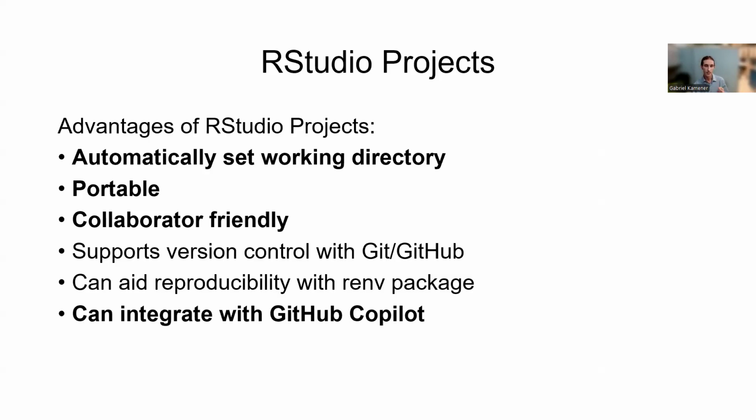RStudio Projects also supports version control with Git and GitHub. It can aid reproducibility with the renv package. And it can also integrate with GitHub Copilot. I've got the points that I'm going to be covering in this presentation highlighted in bold here. The version control with Git and GitHub and the renv package could be their own workshops on their own.